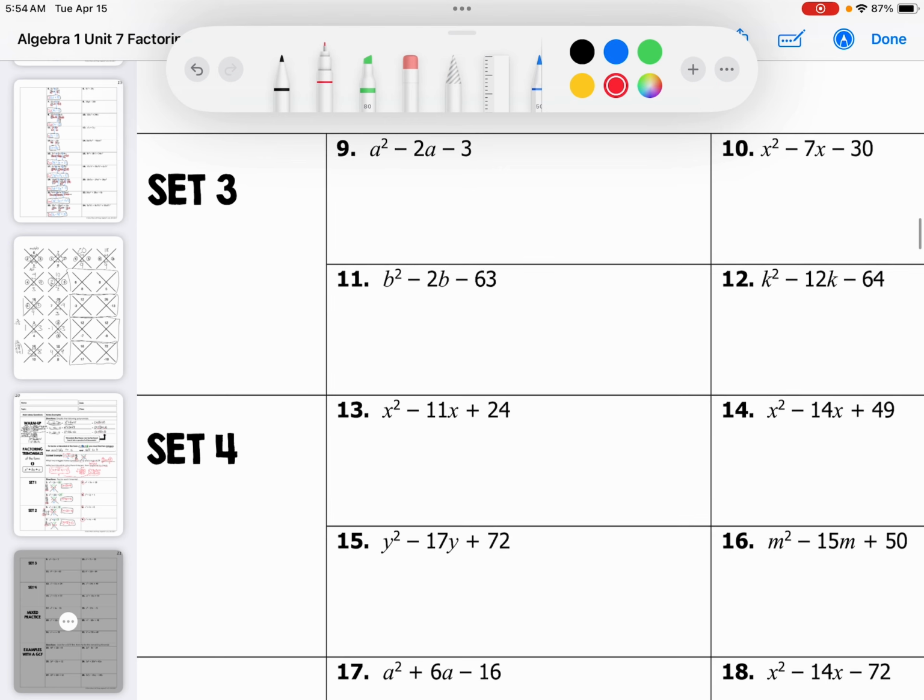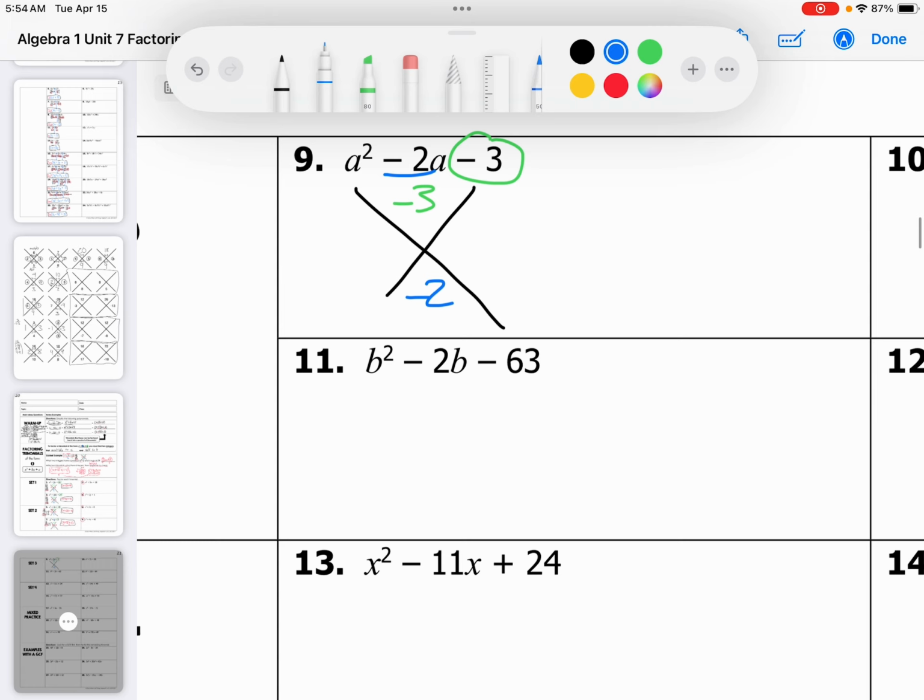Okay, so I'm not going to do all of these ones on the backside, but just a couple. On number 9, I would set up the x and negative 3 would go on top, and negative 2 would go on the bottom. So I need the numbers that multiply to negative 3. Again, that tells me one of the numbers will need to be negative. The numbers that multiply to 3 are 1 and 3. So if one of those has to be negative, the ones that would give me negative 2 would be 1 and negative 3. So that will give me the factors a plus 1 and a minus 3.